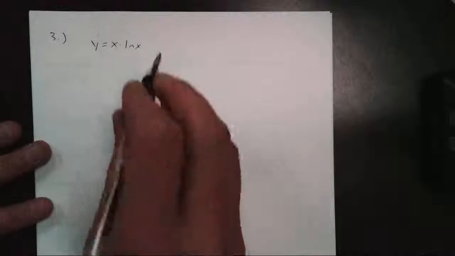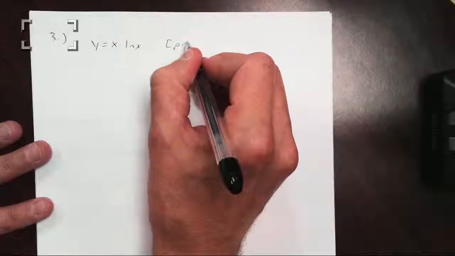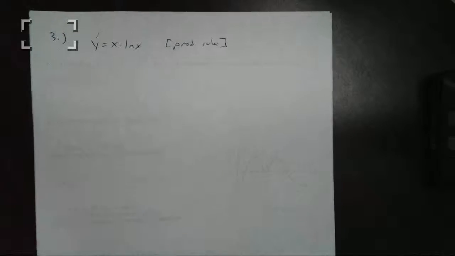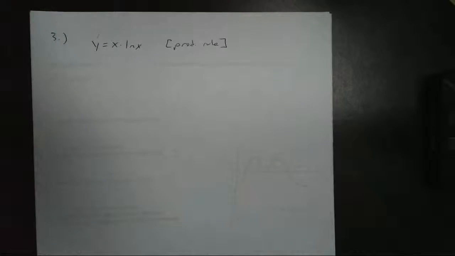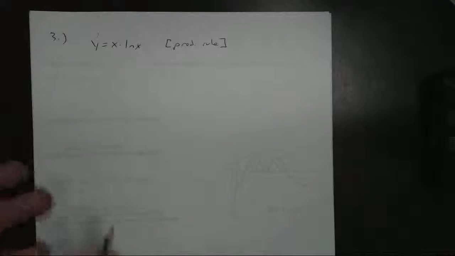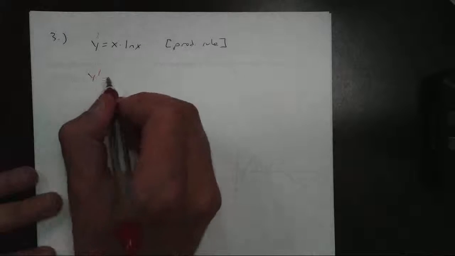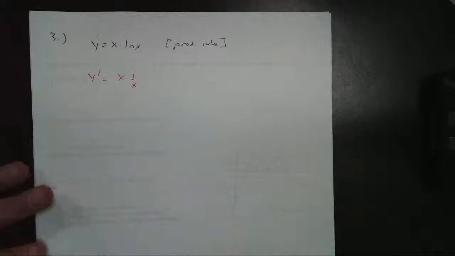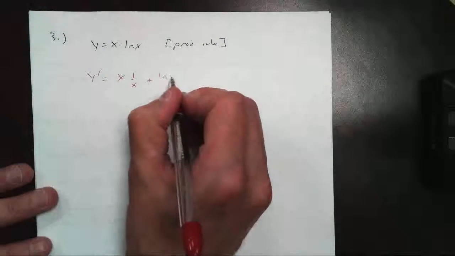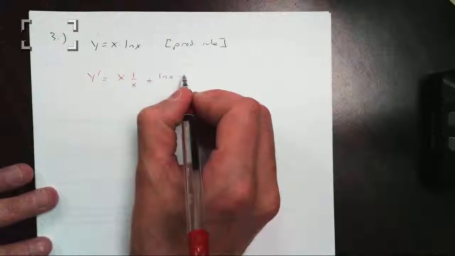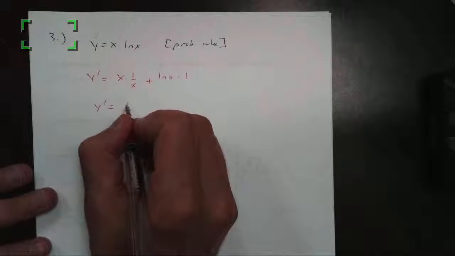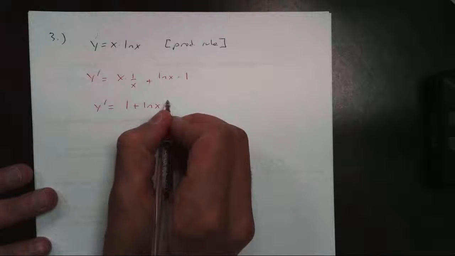So let's say we have y equals x times the natural log of x. Well, this is our product rule. Should look familiar to us. So when we take our derivative, y prime, we're going to get the first times the derivative of the second. Remember, the derivative of the natural log of x is 1 over x, plus the second, natural log of x, times the derivative of the first, which is just 1. And if I clean this up a little bit, we're going to get 1 plus the natural log of x.